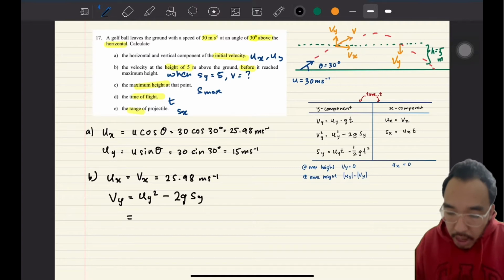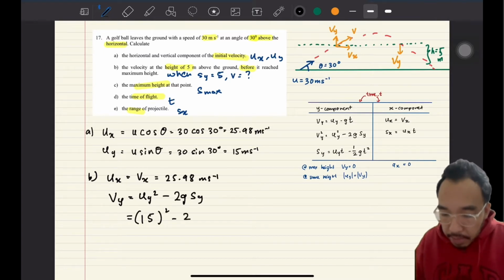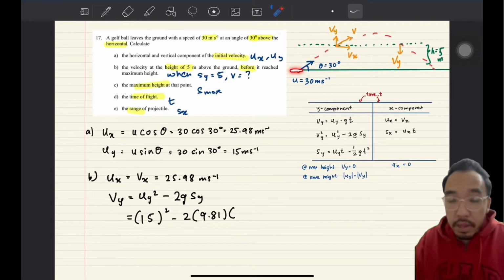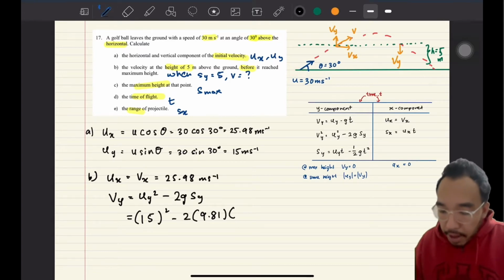Okay, uy square would be a positive number because that one is pointing upwards. You take the square anyway, so it doesn't really matter here. So 9.81, and then your sy. Because this is above the ground, over here it's positive. So the starting position is over here, this is when the height equals 0. Anything above that is positive, so it's positive 5.